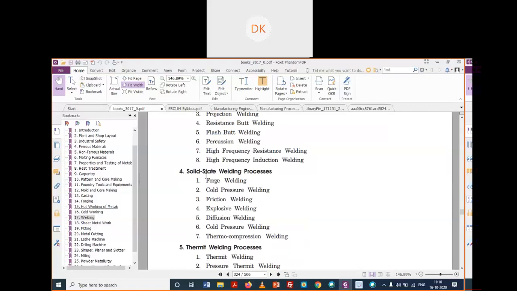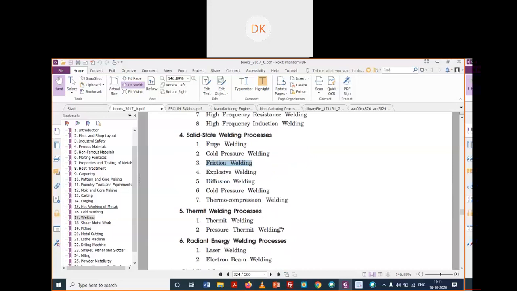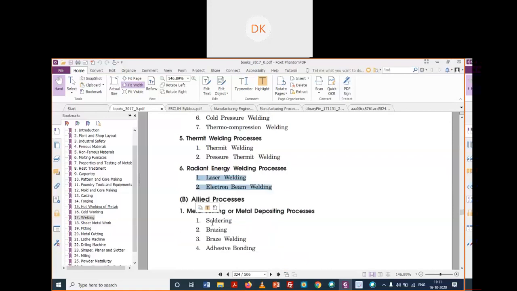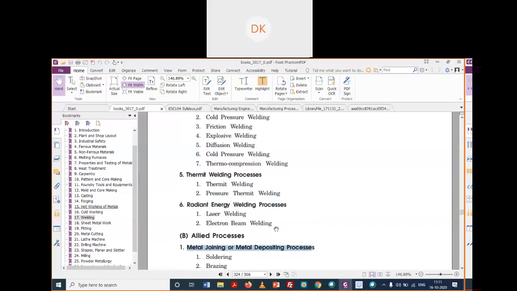There are processes that come under this category: friction welding, forge welding, diffusion welding, cold pressure welding. Then we have the thermite welding process. Then radiant energy: these are newer kinds of welding processes, laser welding and electron beam welding. These are the types of welding processes where no external material is used to do the joining.